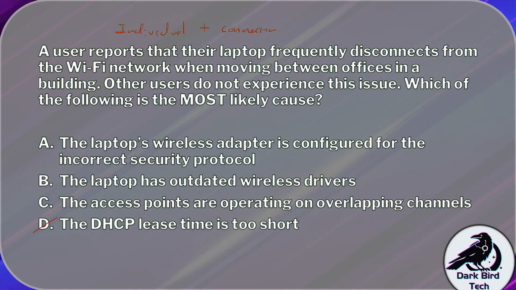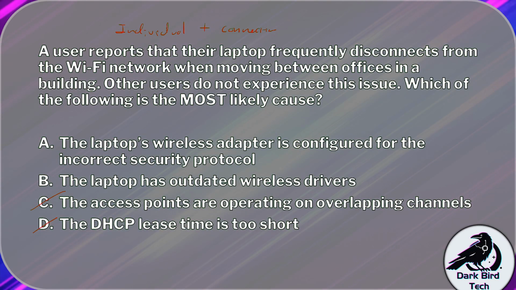Alright, jumping around now, let's have a look at option C. The access points are operating on overlapping channels. Again, if this was the case where you've got two neighboring access points both operating at the same channel, exactly the same frequency, that would affect all the users connected to and associated with that pair of access points. And the question states it's just one person, so not that one. So that leaves us with A and B.